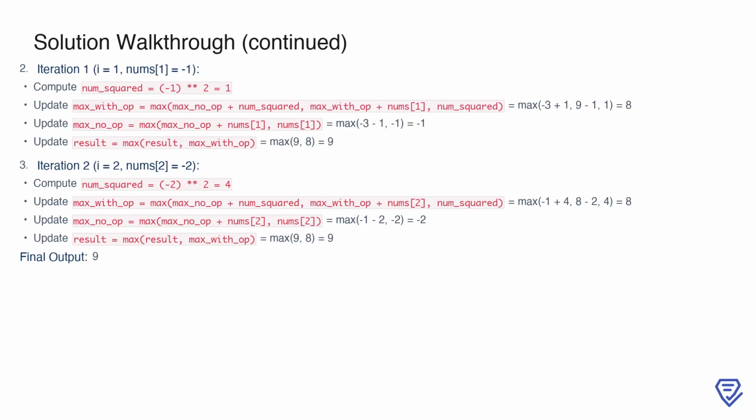In the second iteration, where i is 2 and nums[2] is -2, we square -2 to get 4. We update max_with_op to the maximum of adding number_squared, 4, to max_no_op, -1, adding nums[2], -2, to the previous max_with_op, 8, or just number_squared, 4. This keeps max_with_op at 8. The max_no_op is updated to the maximum of adding nums[2] to the previous max_no_op, or just nums[2], which becomes -2. The result remains 9, which is the final output for this example.